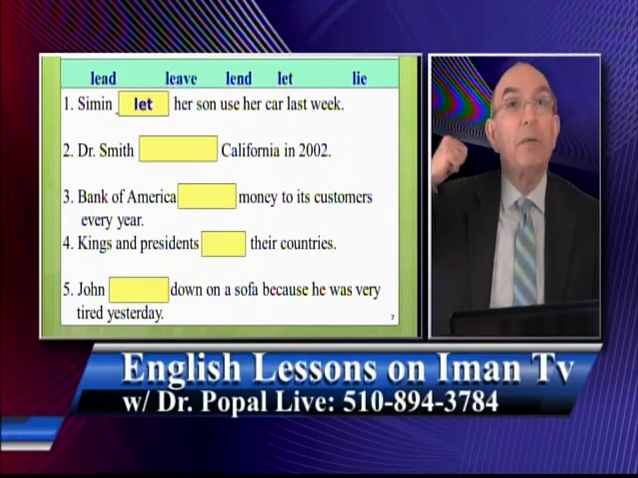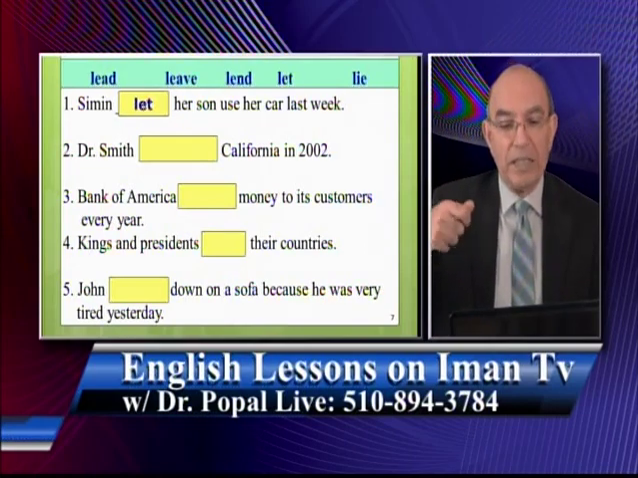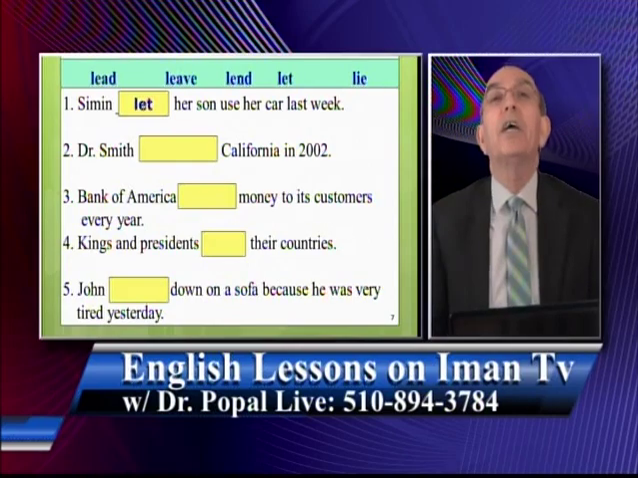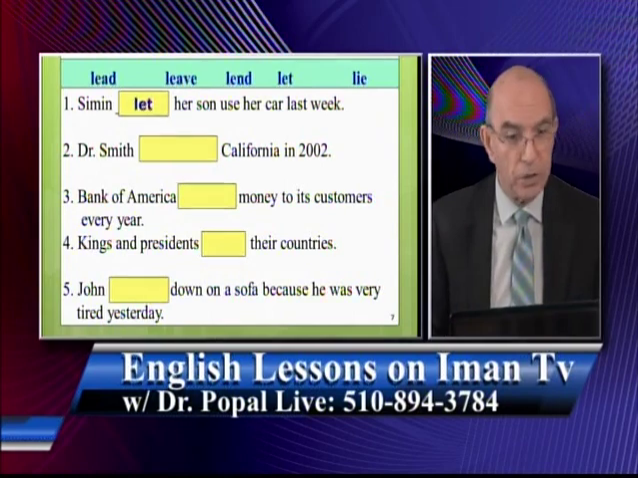Because it's last week, the past tense of let is let. If you say every day, you say what? Simin lets her son use her car every day. But it's last week, you use the past form. The past form of let is let for all persons.